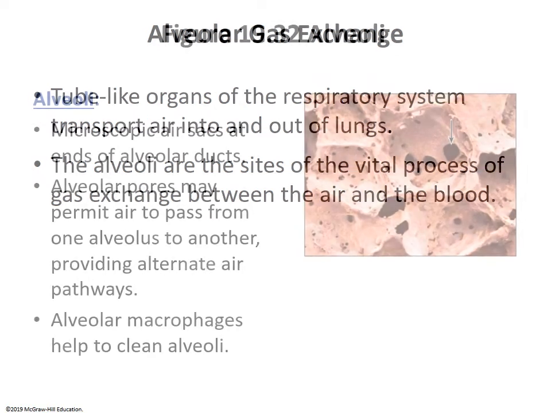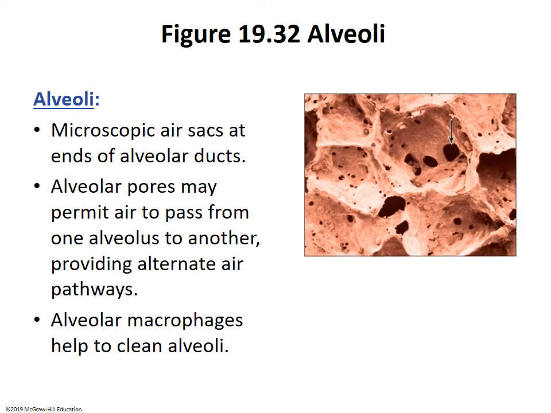and the blood. So if you look over here on the right, you'll see a picture, and you'll see all these little holes around here, right? This is so that each one of these little sacs, these alveoli, are connected with each other and allow for the whole area to be used. So the microscopic air sacs at the ends of the alveolar ducts are called alveoli. They have these alveolar pores which permit air to pass from one alveolus to another, providing alternate air pathways.